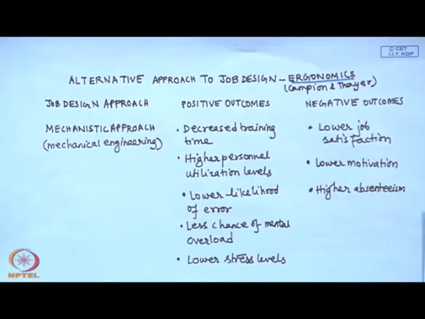So the alternative, like in this ergonomic approach, the first approach which is taken care of is of course the mechanistic approach, which comes from mechanical engineering. Over here we have listed down both the positive and negative outcomes. When it is a mechanical engineering thing, we find there is decreased training time, higher personnel utilization levels, lower likelihood of error, less chance of mental overload, and lower stress levels, because we are trying to state each and every job very clearly, it's well defined. But it may lead to lower job satisfaction and motivation and higher absenteeism.